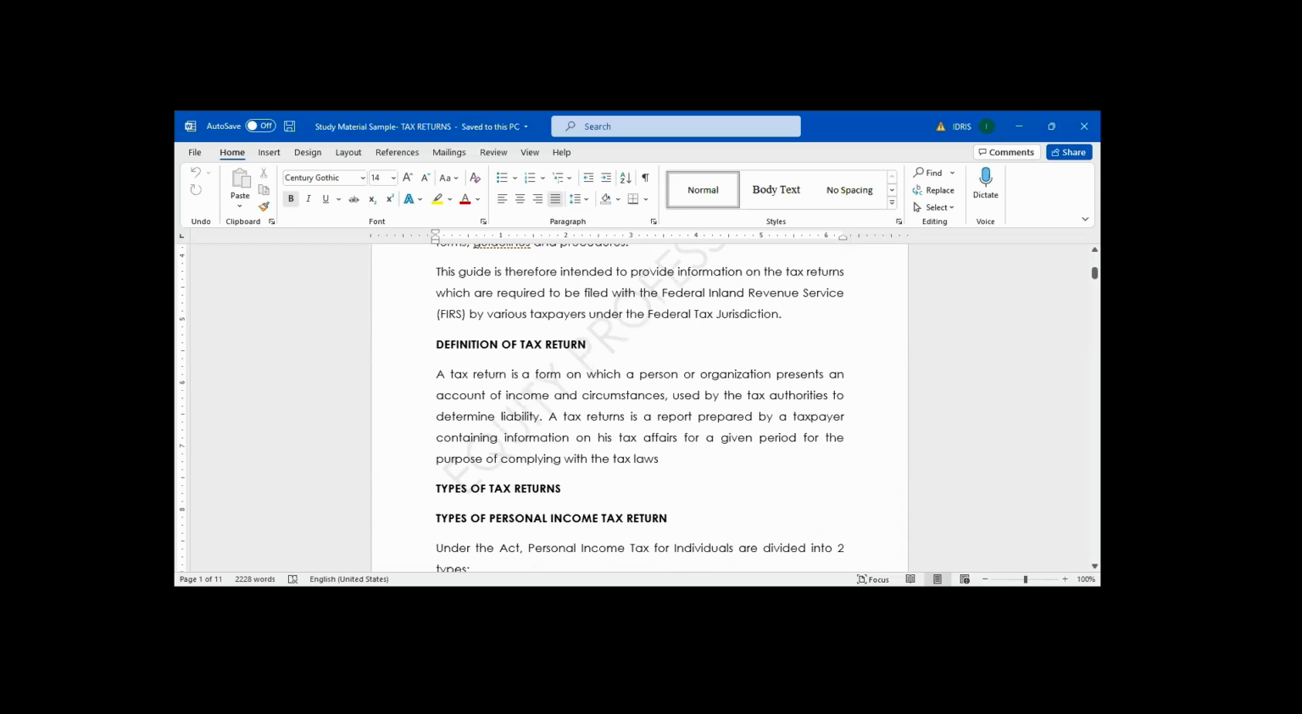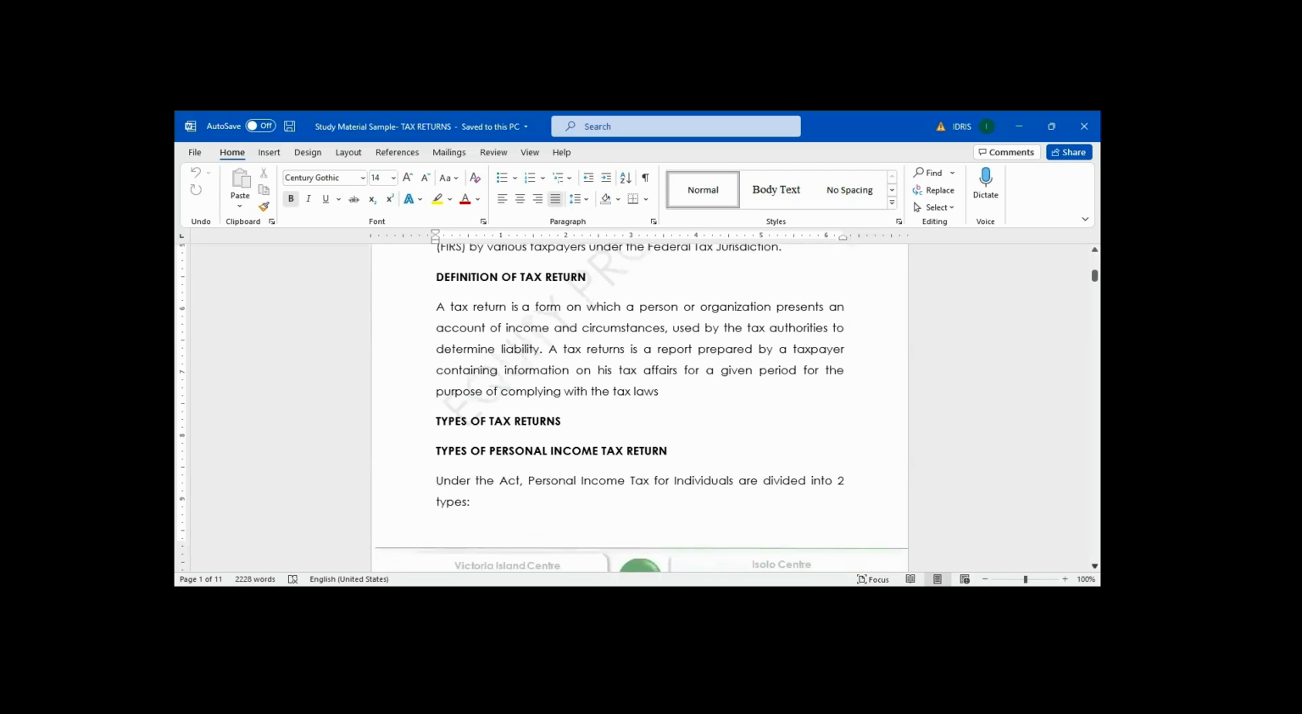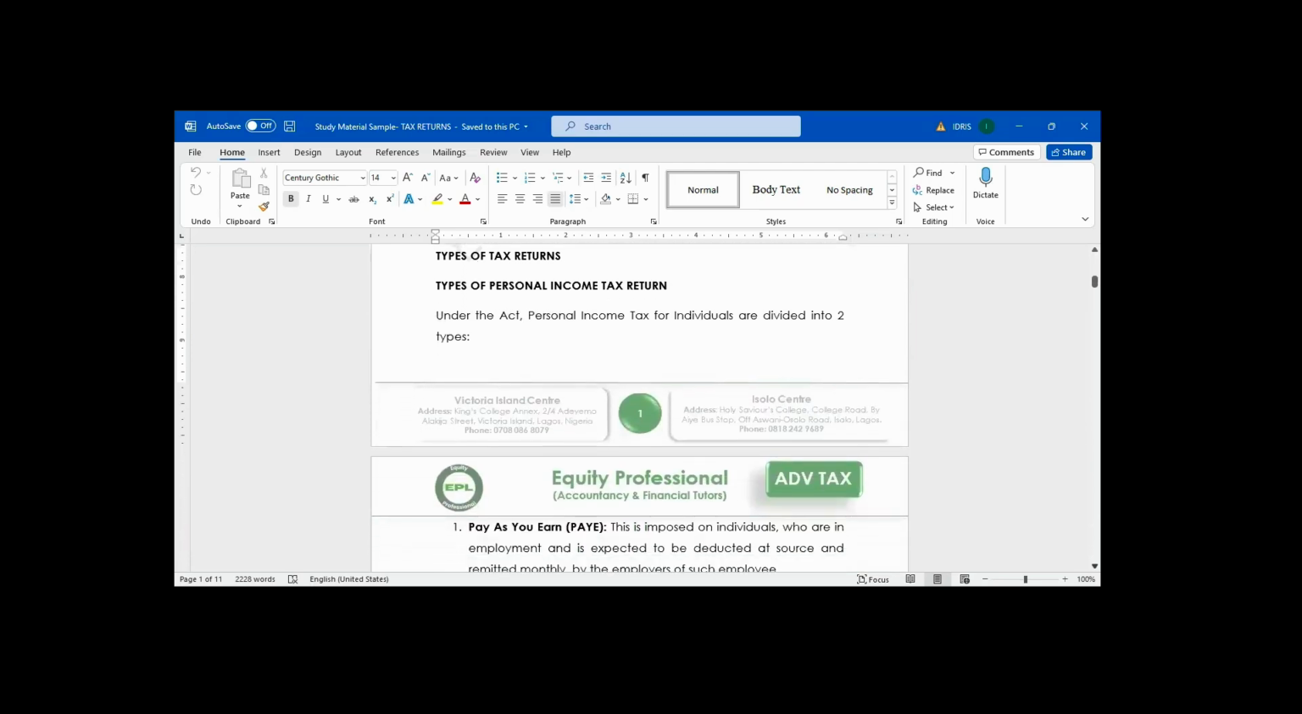Types of tax return. We have different types of tax return. Number one type of tax return that we have is personal income tax return. Personal what? Income tax return. This personal income tax return can be divided into two.